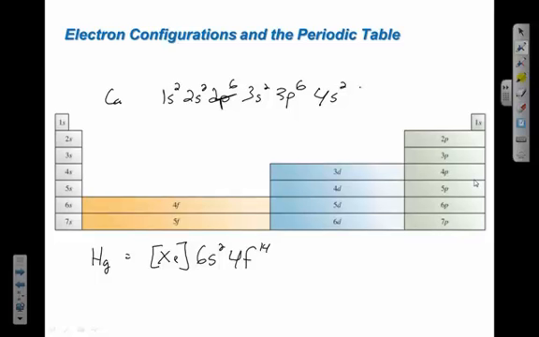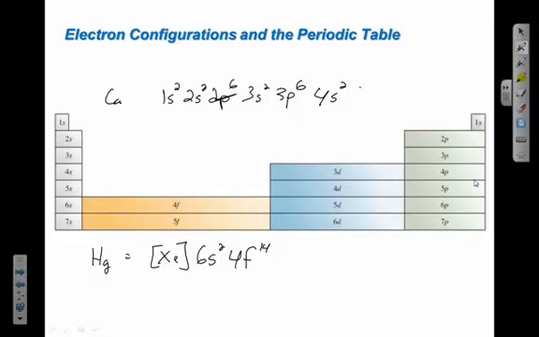So this is where it gets a little bit tricky. Make sure you recognize that for the F block, it is inserted here. It's inserted into the sixth row down. That doesn't mean this is 6F. It's 4F and 5F. And so you should recognize that the F subshell doesn't exist until you get to the fourth energy level. That's the first energy level that has an F subshell. So the first F subshell should be the 4F, and the next one should be the 5F.